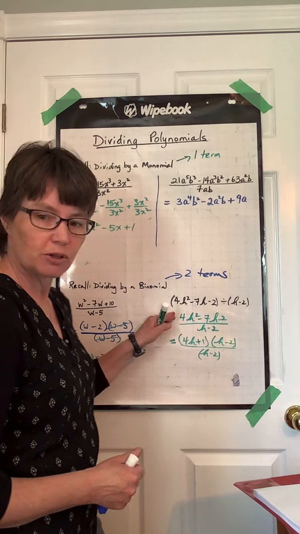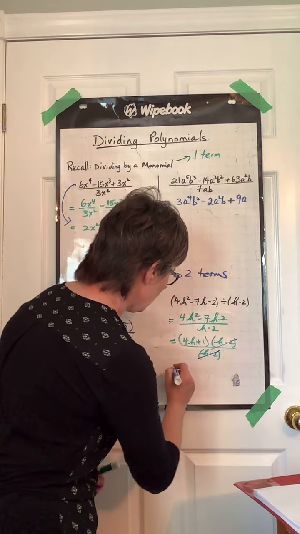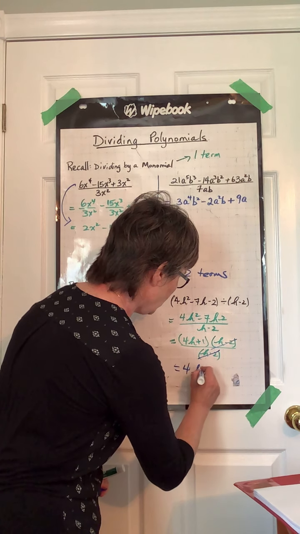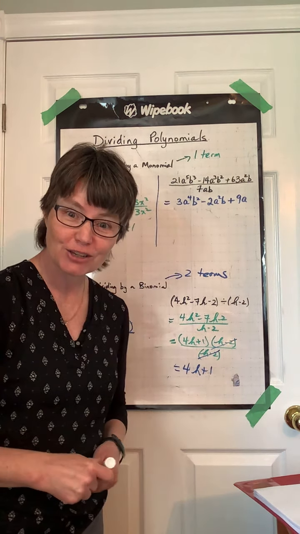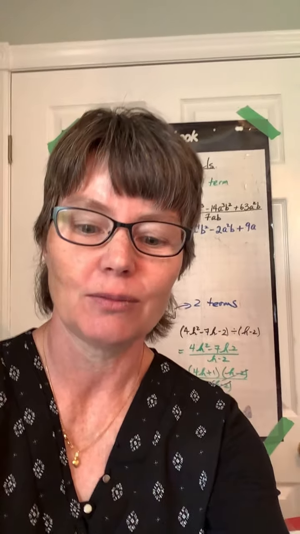I'm not going to take the time to show you the longer way. You all know how to do that factoring. Okay, again, this cancels out, and our answer is 4h plus 1. Okay, there's our recall. Next video, we'll be learning something new, long division of polynomials.